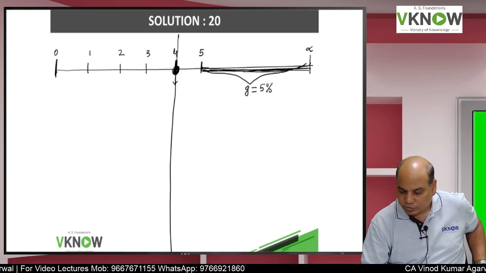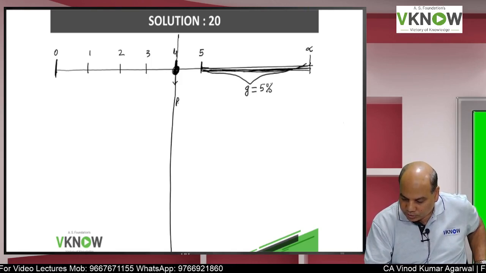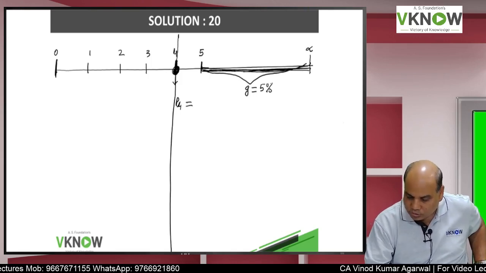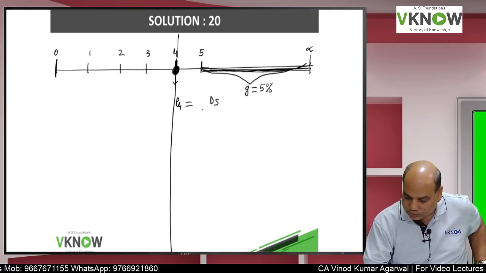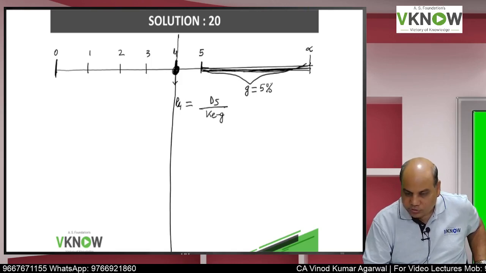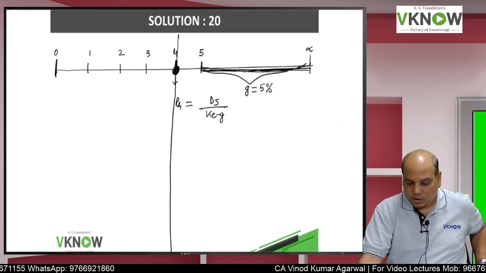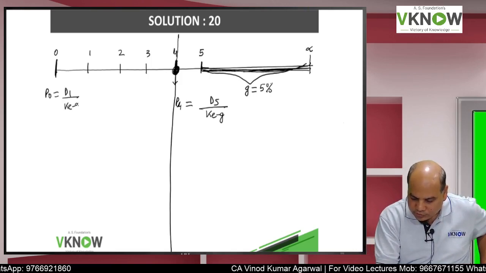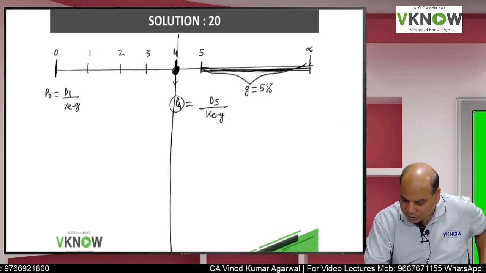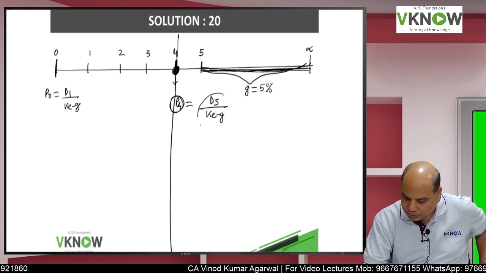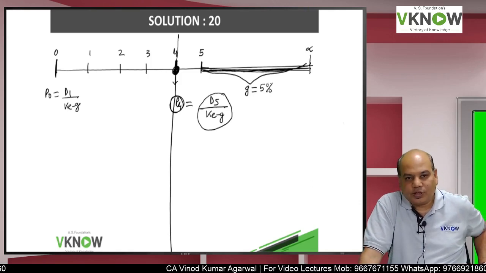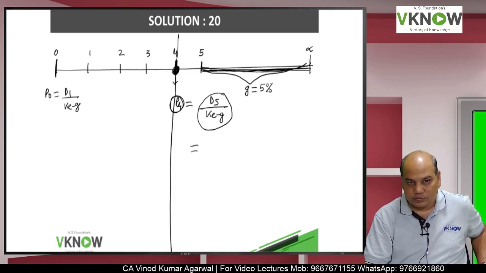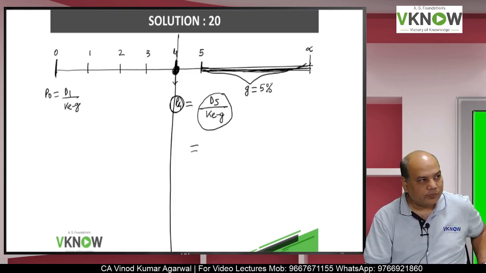Say yes. Which means the price at this point, let us call it P4, will be equal to D5 upon K minus G. Is it right? If P0 is equal to D1 upon K minus G, then the price at the end of the fourth year will be the dividend of the fifth year upon K minus G. And what is the dividend of the fifth year?